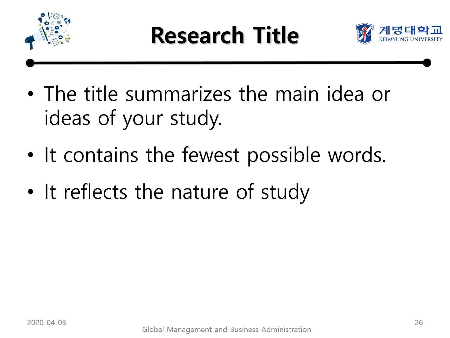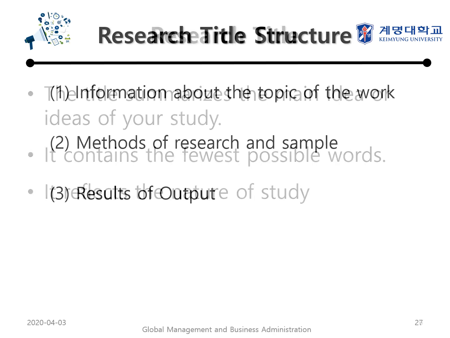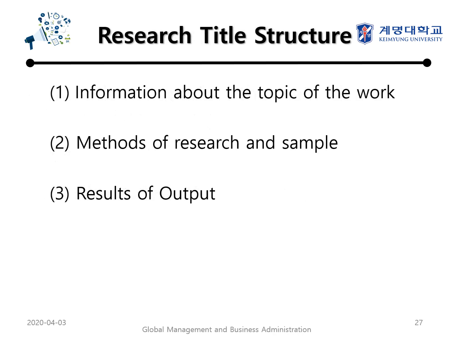As we mentioned, the research topic is a prerequisite of the research title. It summarizes the main idea or ideas of your study. Normally, a title contains 12 to 16 words, which reflects the nature of the study. A research title has three structures. First, your title must contain information about the topic of the work. So what is the research all about? Secondly, it contains the methods of research and sample. How have you conducted the research and who are your target respondents? And the last one is the result or output of your paper.